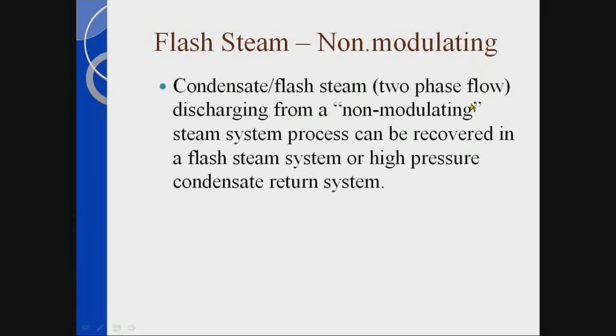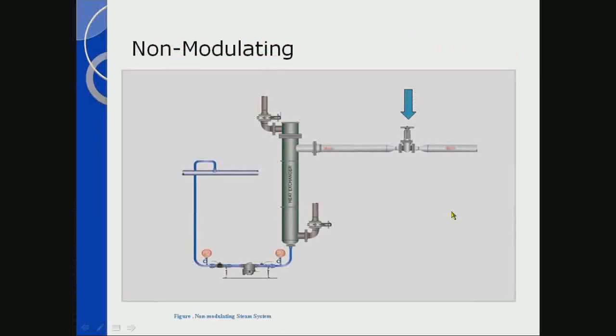Condensate and flash will be in two-phase flow, discharging from non-modulating systems. With this type of system, we can recover the flash in a flash steam system, or Cascade, or a high-pressure condensate return system. Those are typically the two methods that are used. Okay, what do you mean by non-modulating? If you look at this slide and look to the right-hand side, you'll see an arrow pointed to the valve.